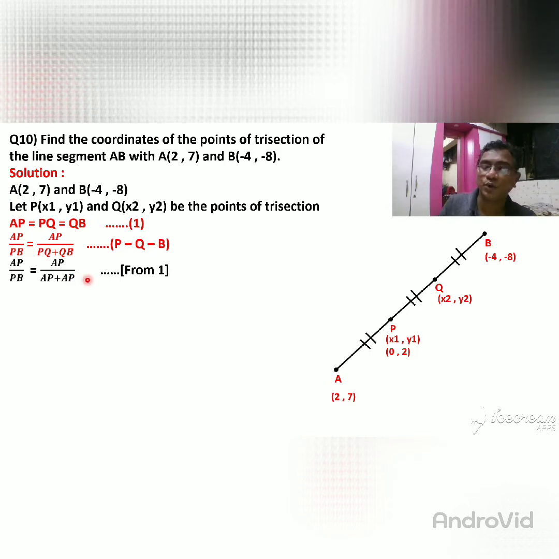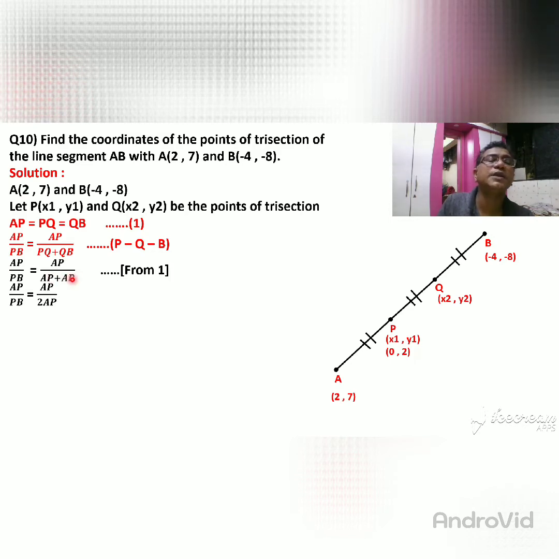AP plus AP, 2AP. So here we write 2AP. So AP upon PB is equal to AP upon 2AP. Do you understand how we get this AP and AP? See, PQ is equal to what they said? AP. So instead of PQ, I write here AP. QB is equal to what they said? AP. So instead of QB, I write here AP.